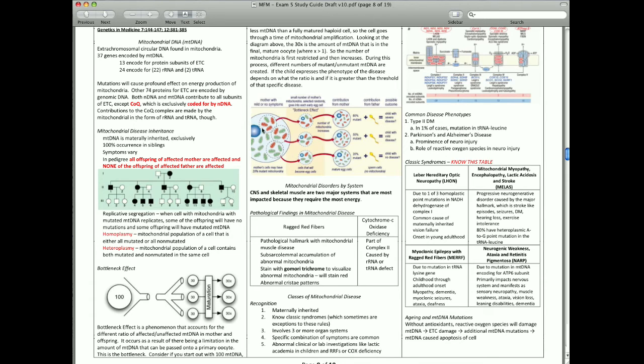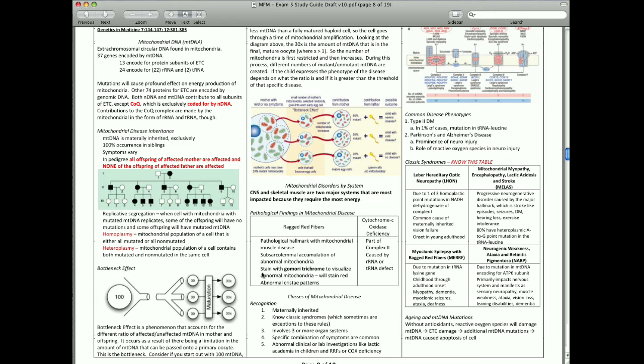So look at this figure here. If you have more mutated mitochondrial DNA, then it's going to produce a cell that duplicates more mutation, and it's going to overall have more mutation, 80% mutation coming from 20%. That's the concept of bottleneck effect and what causes replicative segregation.